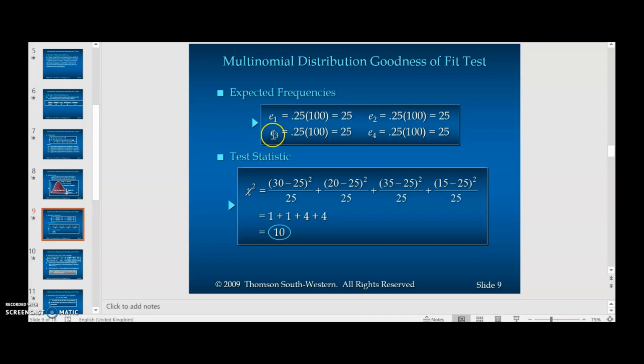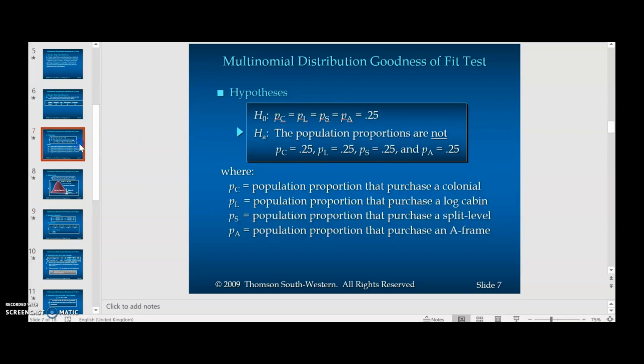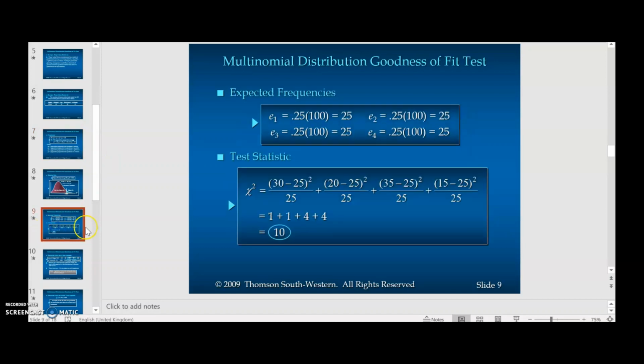The expected frequency for the second category is equal to 25. The expected frequency for the third category is equal to 25. And the expected frequency for the fourth category is also equal to 25. So 25 plus 25 plus 25 plus 25, we have 100 homes or 100 sales. By category, we mean the type of houses that we are trying to study.